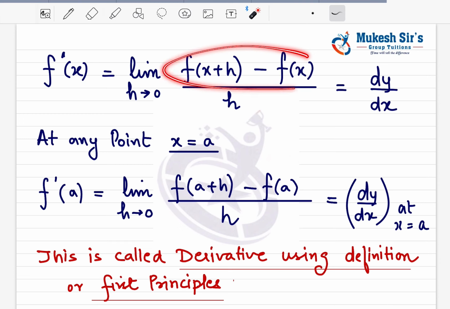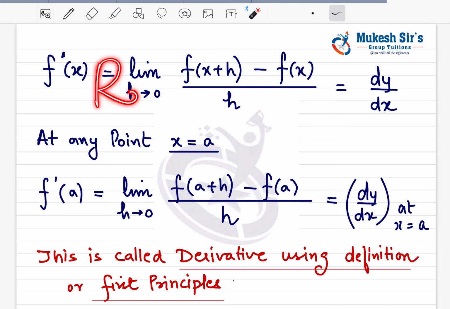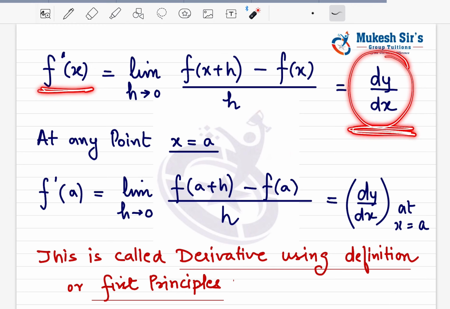So what does this basically mean? This is the change in the function divided by the value of h. That is defined as rate of change. So derivative means rate of change. So how do we get the rate of change? The change in the function divided by h, so f of x plus h minus f of x the whole divided by h. That's f dash x, or it's also called dy by dx, the derivative with respect to x.